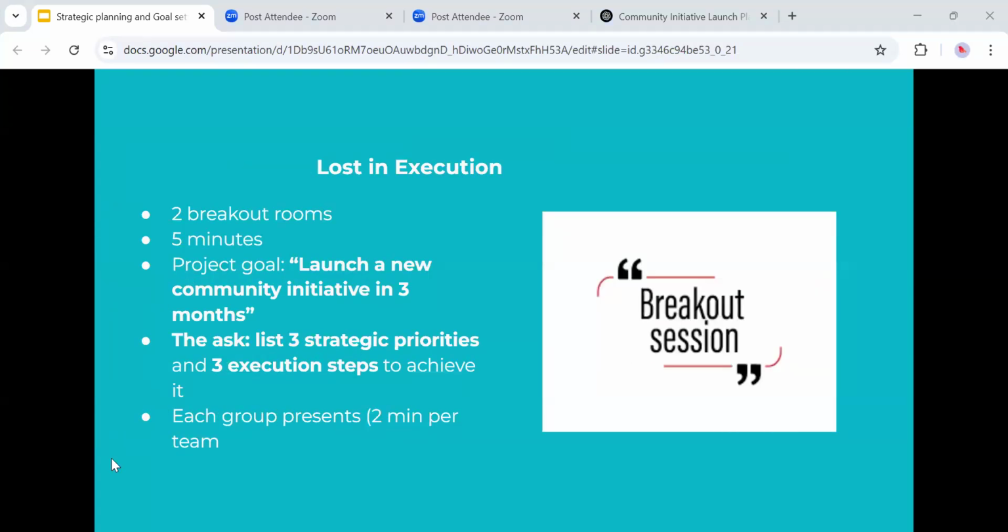Great, welcome back. So I'm going to start with room 1. Who is representing room 1? Just unmute and take us through your group's discussion.